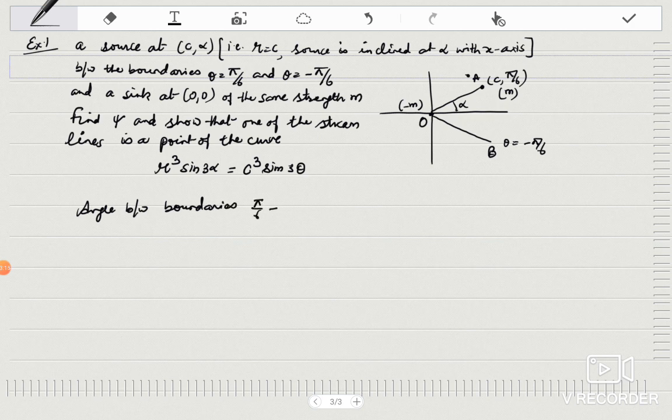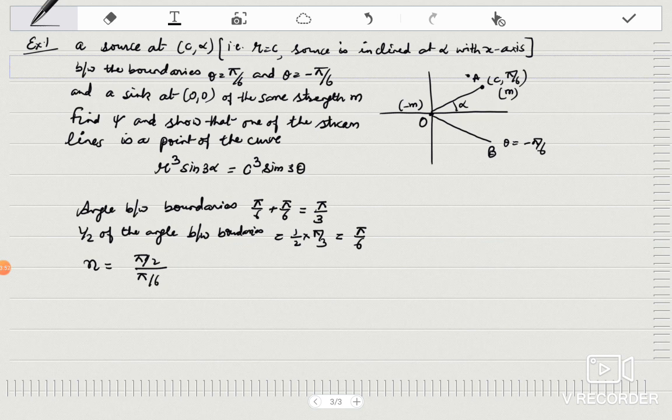It is pi by 6 plus pi by 6, so it is pi by 3. Now half of the angle between the boundaries is equal to half of pi by 3, so this is pi by 6. Now what is n? n is equal to pi by 2 divided by pi by 6, so it is 3. So we found n.